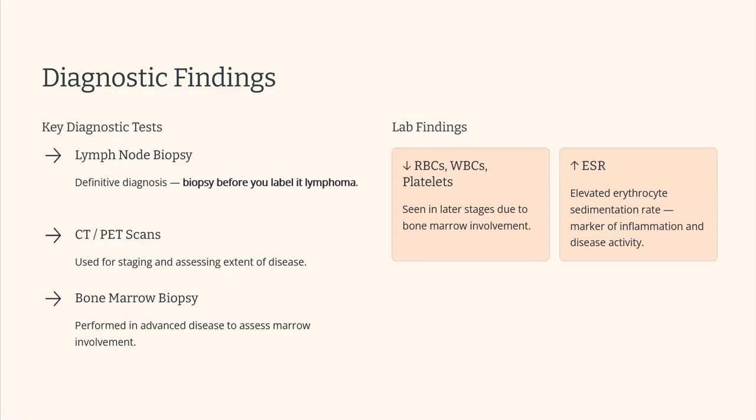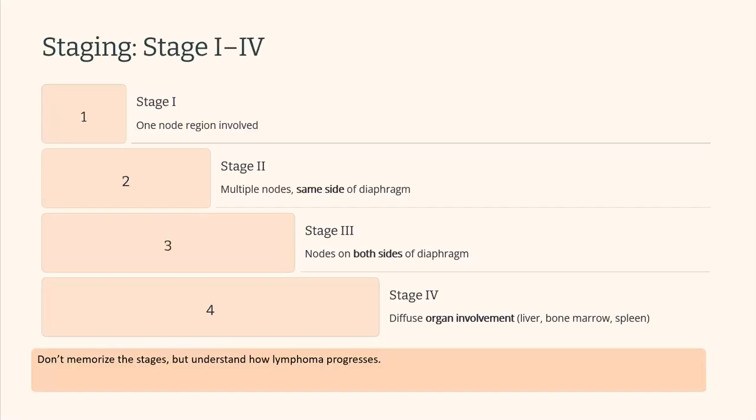Other things we can look for in labs include decreased red blood cells, white blood cells, and platelets, which can be seen in later stages due to the bone marrow involvement, and increased ESR, erythrocyte sedimentation rate, which is a marker of inflammation.